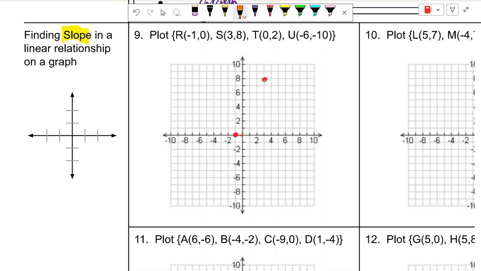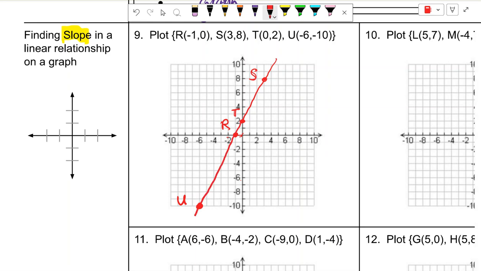Let's label them as we do them. So this was S. This was R. Label or find T, 0, 2. T. And U is -6, oh, sorry, went the wrong way. -6, -10, way down here. All right. Then you take your ID card or a straight edge and you see if they all line up. And they actually do. So you draw your straight line right over the top of them.